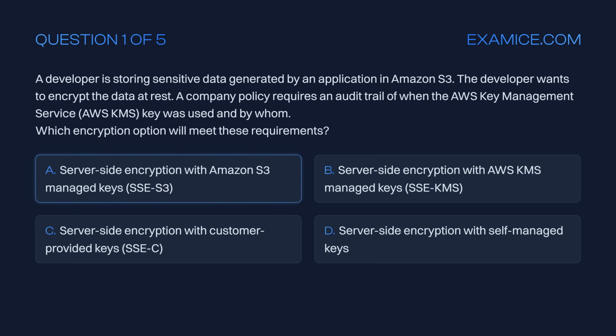Option A, server-side encryption with Amazon S3 managed keys. Option B, server-side encryption with AWS KMS managed keys. Option C, server-side encryption with customer-provided keys. Option D, server-side encryption with self-managed keys.